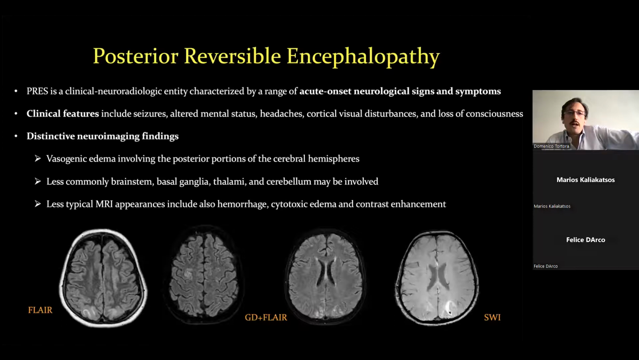For example, vasogenic edema involving mainly the posterior portion of the cerebral hemispheres, like in this case, you can see the T2 FLAIR hyperintensity involving the parasagittal cortex and white matter. Sometimes you can see also involvement of the basal ganglia, the deep nuclei, thalami, and cerebellum. In some cases, also the spinal cord. But in very few cases, probably the most severe cases, you can see also hemorrhage and cytotoxic edema on DWI and SWI.